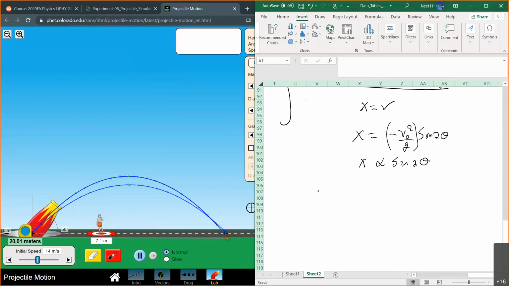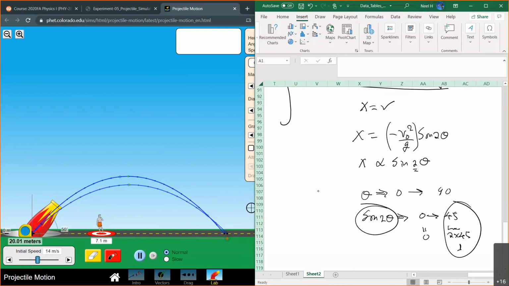So what's the theta range? Theta varies from 0 to 90 degrees technically. However, since I have a 2 here, if I consider sine of 2 theta, the useful variation is 0 to 45, because by the time you reach 45, you have sine 90 here. Sine 0 is 0. Sine of 2 times 45 is 90, which is actually 1. So the sine maximum you get exactly at a 45 degree angle. That's what this equation tells you. That's the theoretical expectation for the maximum range.